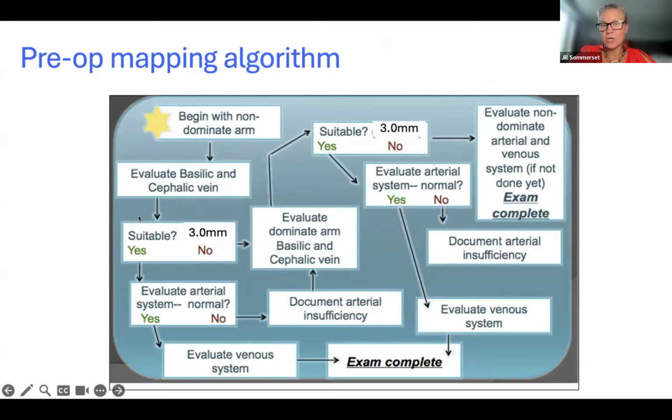If these veins are less than 3 millimeters, we're going to go to the other arm because we want to use native vein. And if the cephalic and the basilic vein are not suitable, then we are going to go to the dominant arm. Now, one could argue, well, we could put a loop graft in the non-dominant arm, and that's really surgeon's choice. So if the non-dominant arm is not suitable, then we'll go to the dominant arm and map the basilic and cephalic. And if they're suitable, we'll go ahead and continue on with the full arterial and venous mapping.